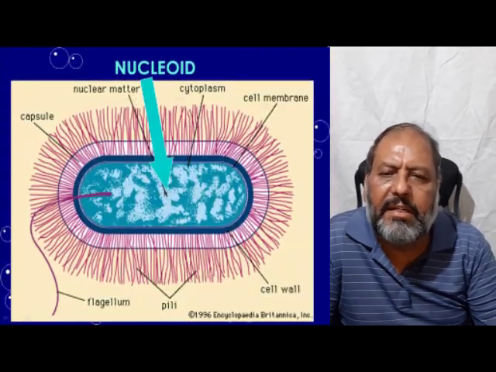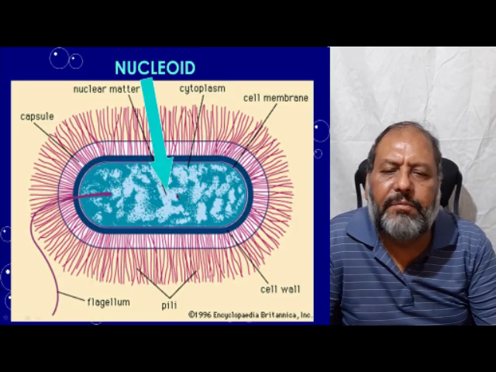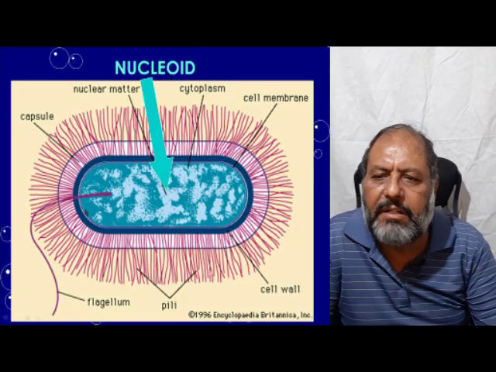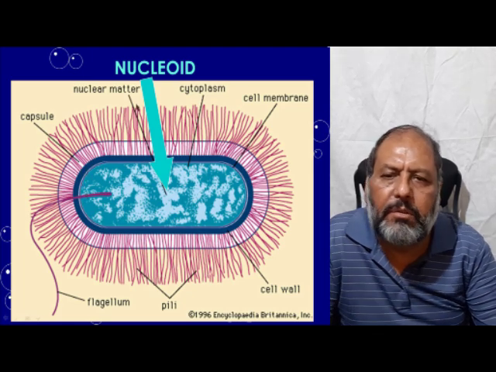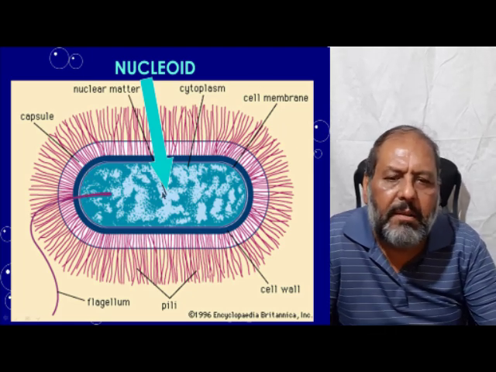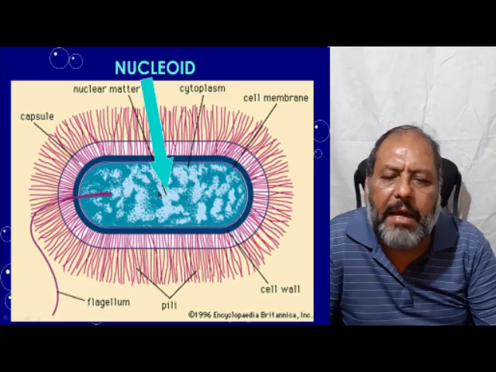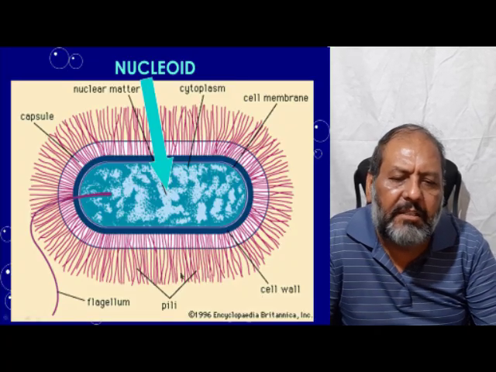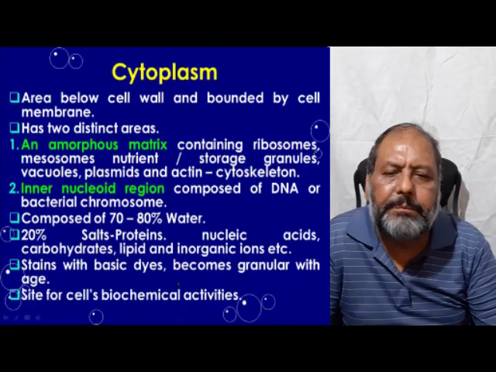So here one can appreciate the central part of the cell, that is the nucleoid, and also one can appreciate the flagellum, the capsule, the nuclear matter, the cytoplasm. But remember the arrow showing the central part, which is the nucleoid, and the other parts are also visible.